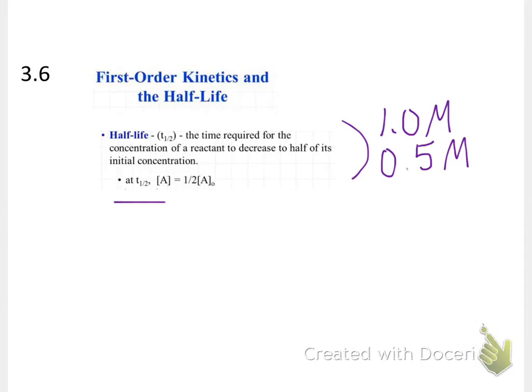Okay. So here's the equation for half-life. The symbol for half-life is t to the 1/2. And at the half-life, the concentration is equal to simply 1/2 of the initial concentration.